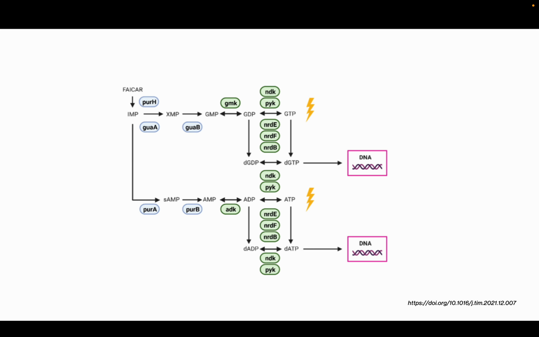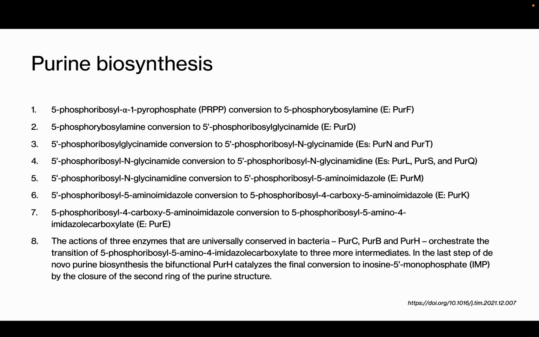Then later on, IMP can be fed into separate branches that yield the synthesis of GTP or ATP. So let's remember. And I think that's all for purine biosynthesis.